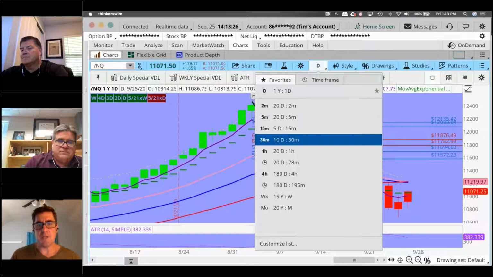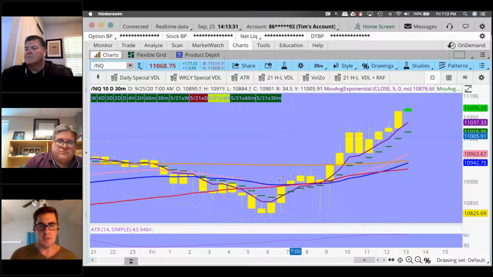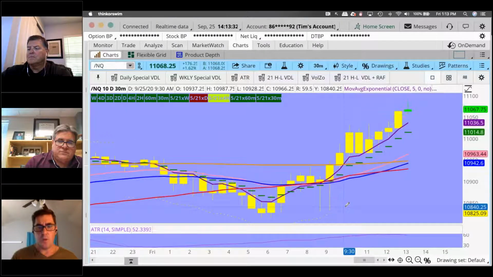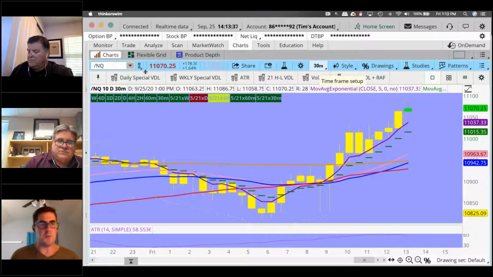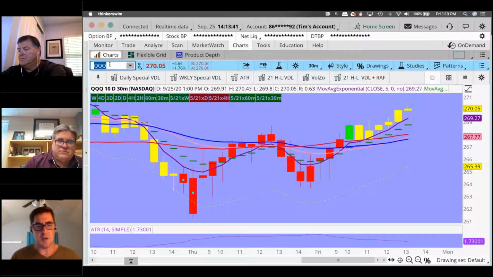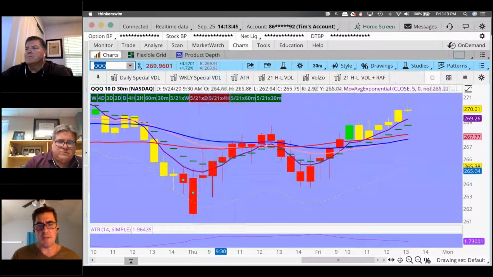You've got to take it down to smaller time frame charts. And let me just remove these drawings here. So here is a 30. You know what, the NASDAQ futures are what I use, but we can put it on the Qs because most people don't trade the futures. So here's Thursday.